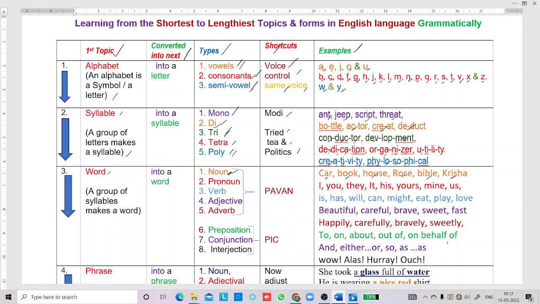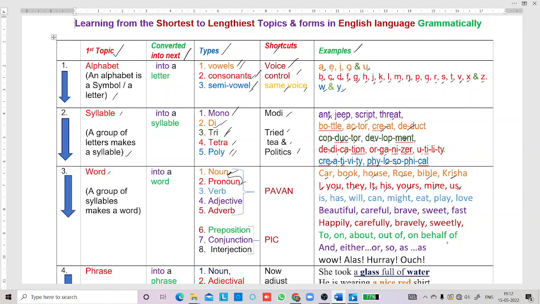Next one is called pronoun. Now, what is a pronoun? A pronoun is a word which is used instead of a noun. The examples are I, you, they, it, his, yours, mine, us.